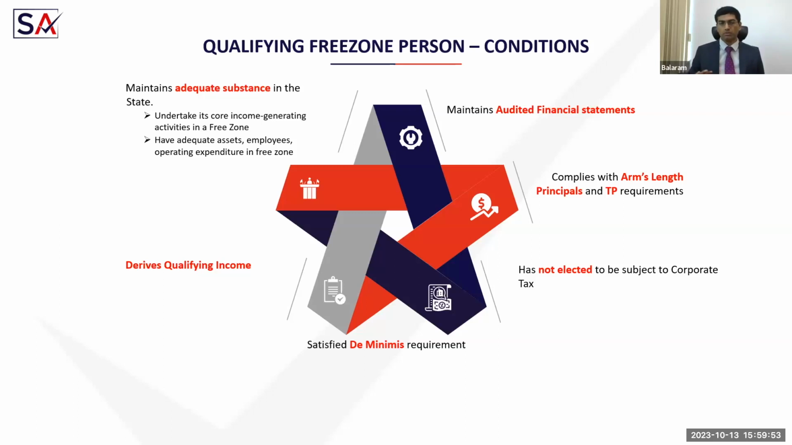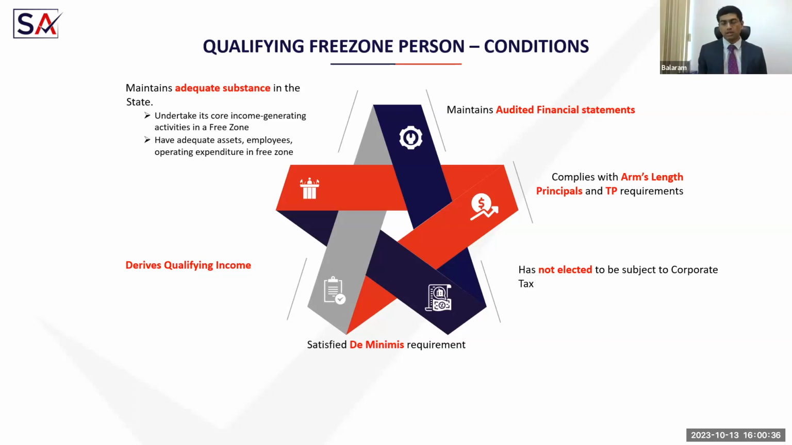Second point is that you are deriving qualifying income. We will see what the definition of qualifying income is, and when you will be considered as deriving qualifying income, in the following slides. Third point is to satisfy the de minimis requirements. That is also one of the points that we are going to discuss in the following slide. Fourth one is that the free zone company has not elected to be subject to regular corporate tax rates. As we have seen, the regular corporate tax rates are 0% tax on your profit up to 375,000 dirhams, and 9% in excess of that 375,000 dirham profit. So this free zone company should not be electing to be subject to tax at those rates. Then only will it be considered a qualifying free zone person.